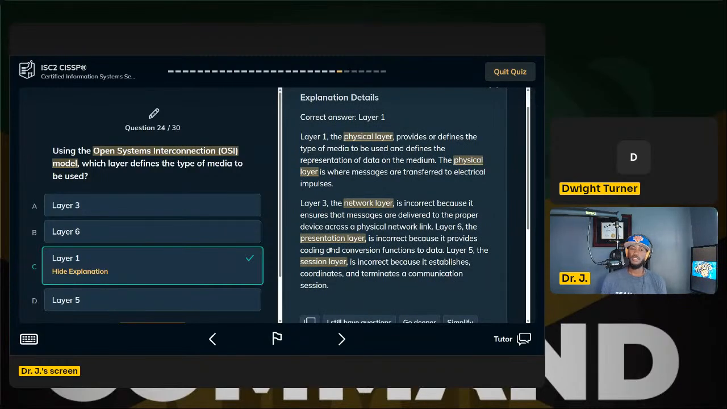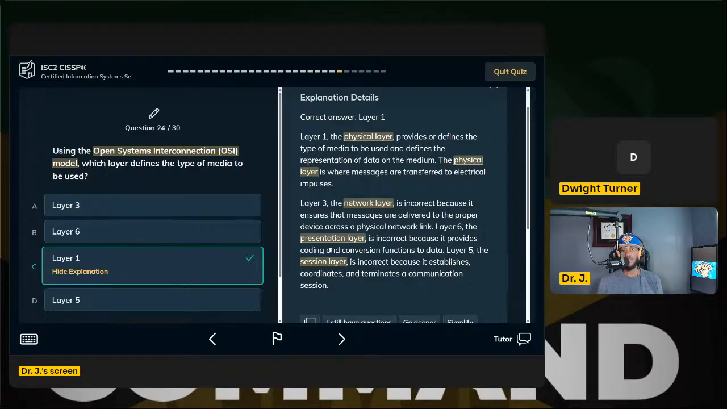Yeah, physical layer. It defines the type of media going to be used, and defines the representation of data on the mediums. Physical layer is where messages are transferred to electrical impulses.